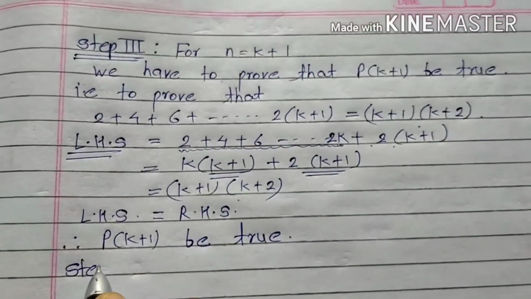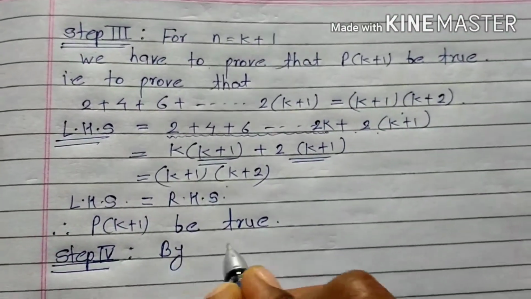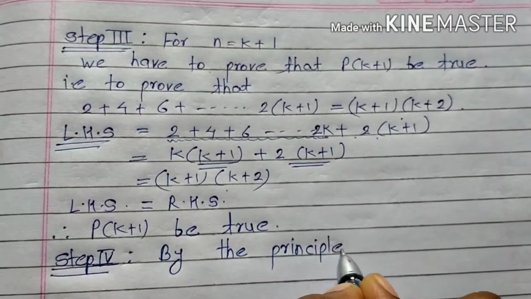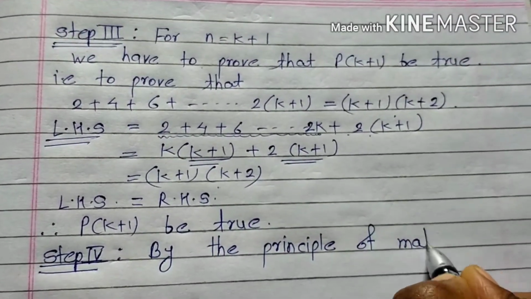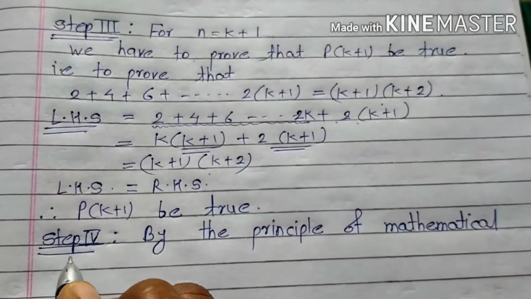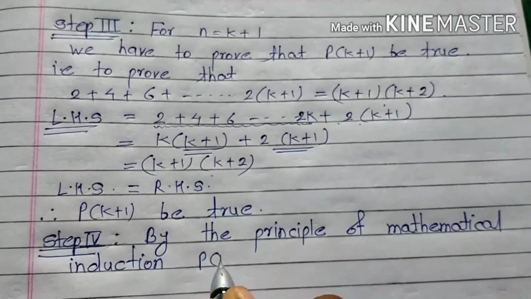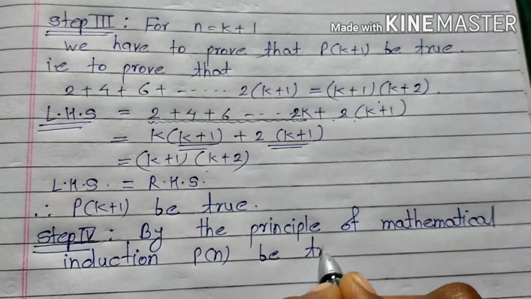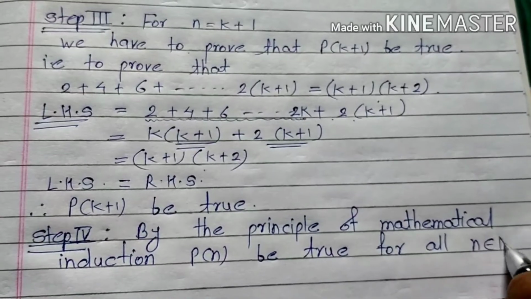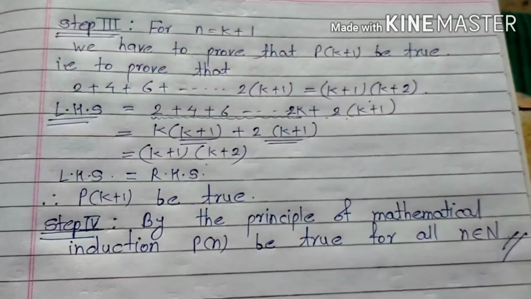Now step 4th, by the principle of mathematical induction, P of n be true for all n belongs to natural number. So in this way we prove our result.